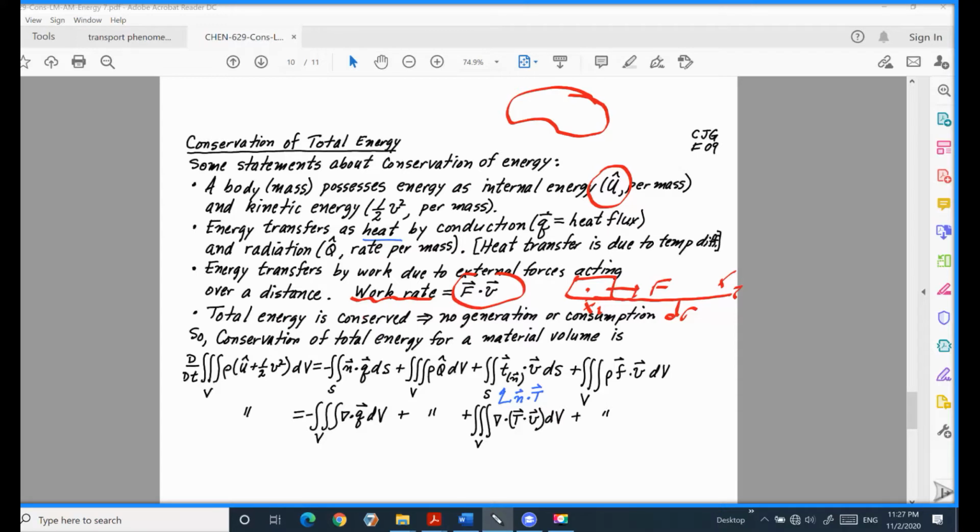The total energy is conserved, with no generation or consumption, so the conservation of total energy for a material volume can be written like this. At the left side, we can write internal energy and mechanical energy. Here we write the heat flux term, and here the radiation term. Here is the external forces term, and here is another term we defined before, which comes from gravity and other forces.